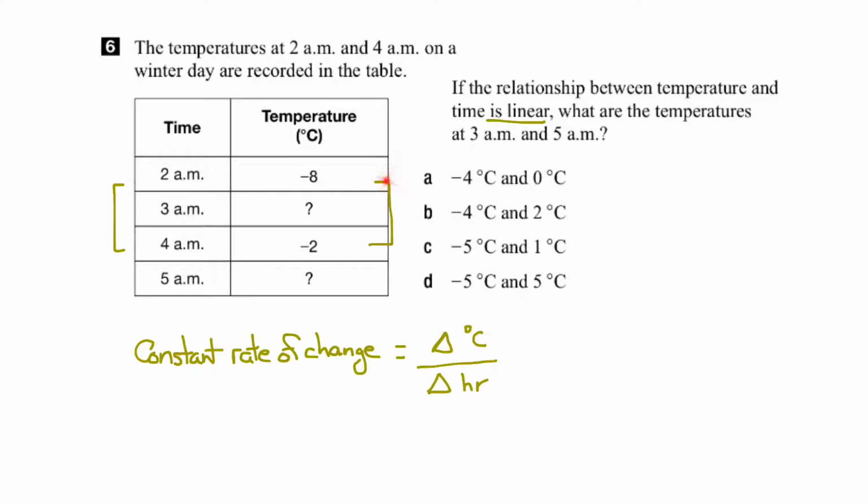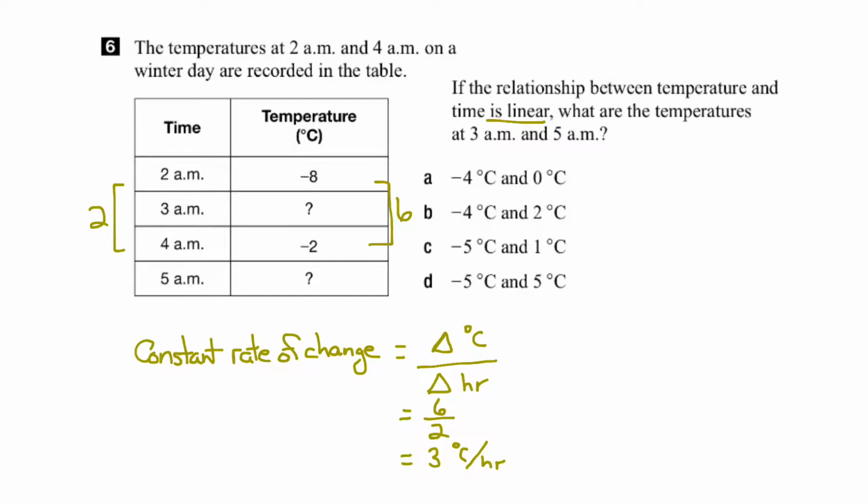So the change in temperature from -8 degrees Celsius to -2 degrees Celsius is 6 degrees Celsius. And the change in time from 2 a.m. to 4 a.m. is 2 hours. So we can place those values down here. So a change of 6 degrees Celsius in 2 hours means that the rate of change is 3 degrees Celsius per hour.